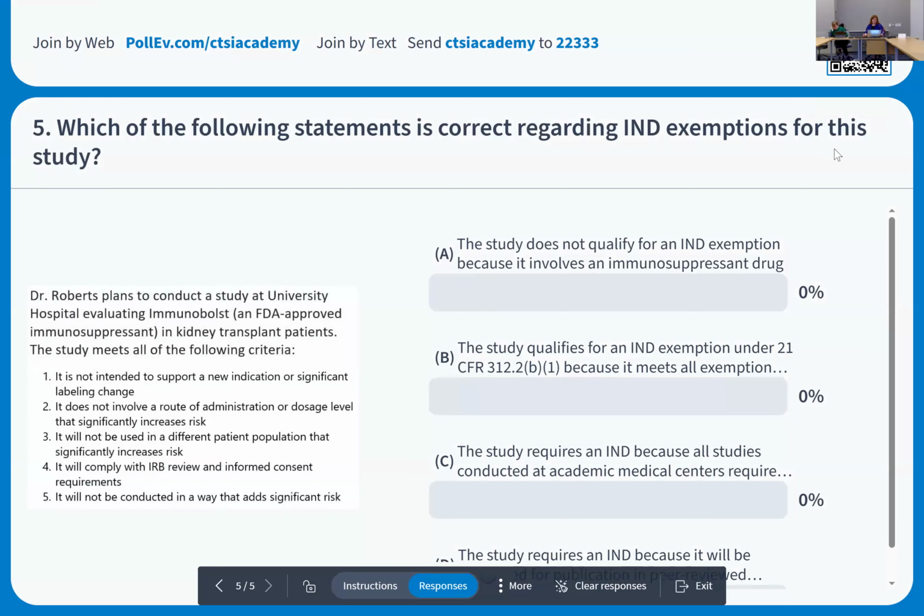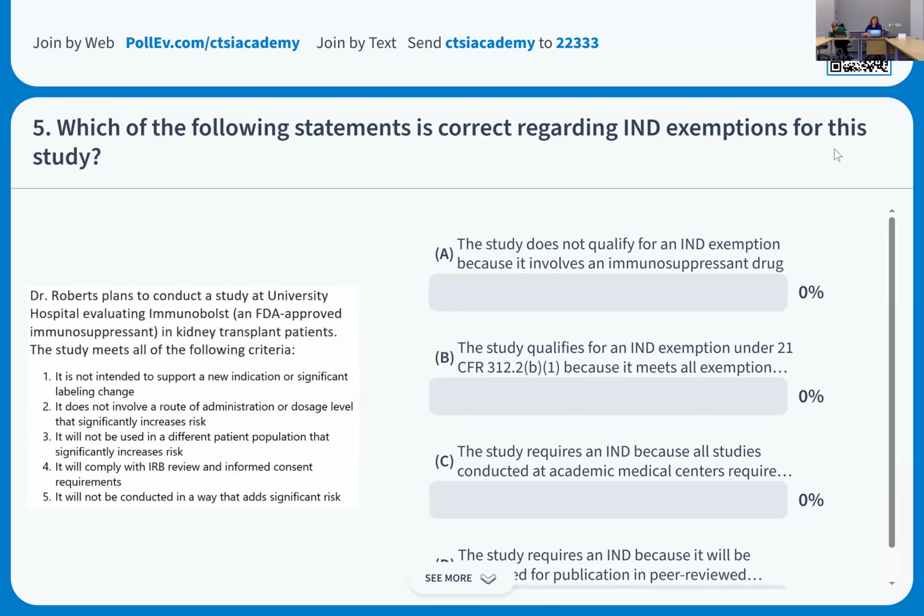One more. All right, which of the following statements is correct regarding IND exemptions for this study? So Dr. Roberts wants to conduct a study in kidney transplant patients with an FDA-approved immunosuppressant. And guess what? His study fulfills all 5 of these criteria, which hopefully sound very familiar.